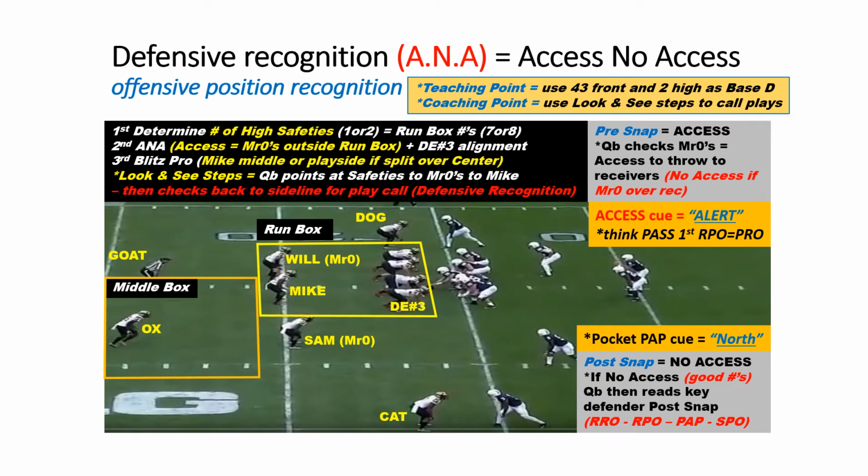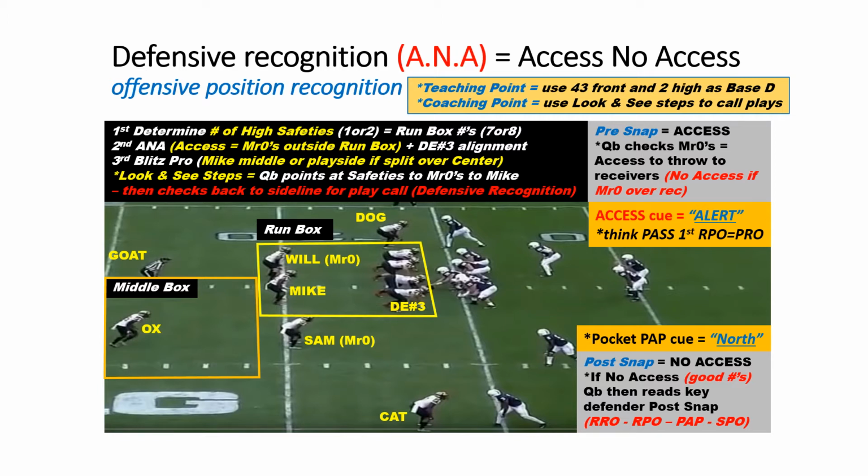For defensive recognition, real simple. Again, we're going to do those numbers where the safeties will start to tell a lot, 1 or 2 high. But then we want to check if we have access or no access, which we call ANA. So you can see here on the bottom, we want to see if that Mr. Zero or the Sam is out defending our slot receiver. We say if he's outside the box and over that defender, then we have no access to throw the ball. But that tells us he is not a run box player, and then we have good numbers in the box.